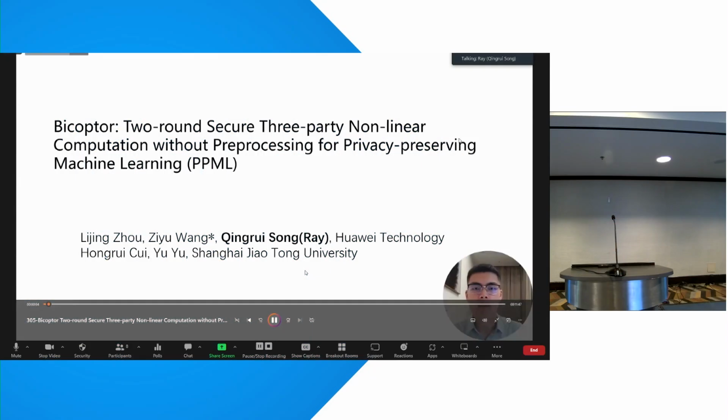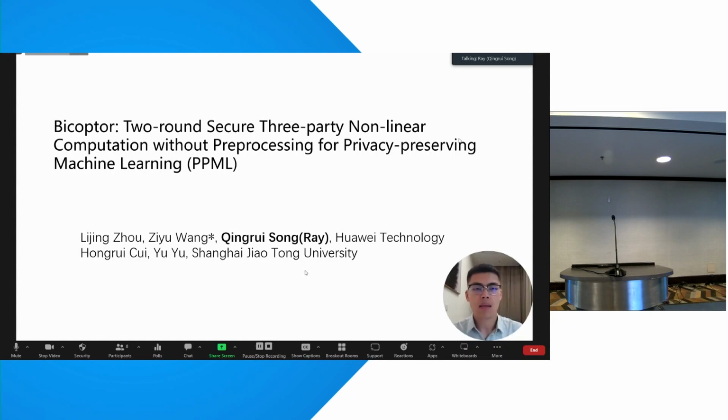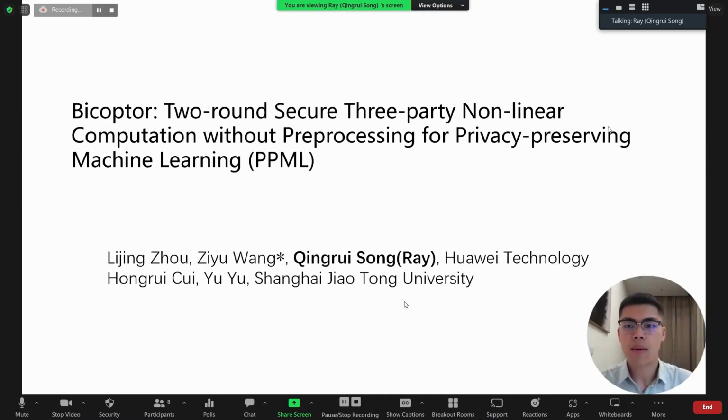My name is Ray. Today I'm going to talk to you about a family of efficient nonlinear protocols in privacy-preserving machine learning. This is joint work with Lijing and Ziyu, who are my colleagues from Huawei, and also Hongrui and Professor Yu from Shanghai Jiao Tong University.